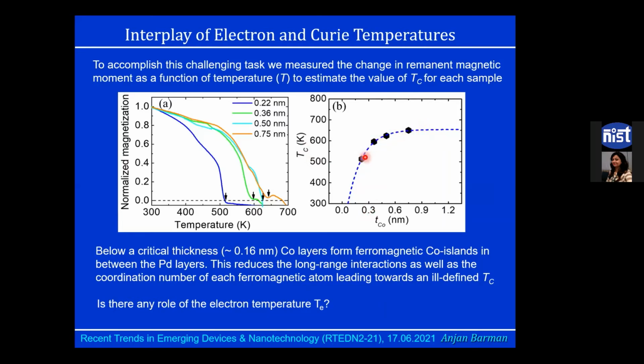Below a critical thickness, the cobalt layer forms ferromagnetic cobalt islands between the Pd layers, and that reduces the long range interaction as well as the coordination number of each ferromagnetic atom, and that leads to an ill-defined TC. So we do not measure it below 0.22 nanometer. So the question is, is there any role of the electron temperature also? For that, we have to find out the electron temperature. So how do we do that?